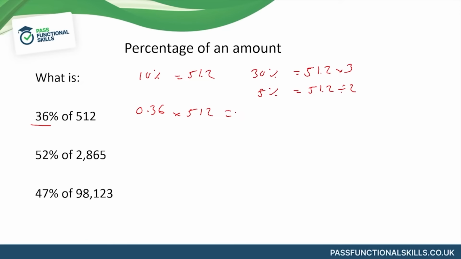I should actually work out what the answer is, but to be honest, I'm sure you can type things into your calculator. 0.36 times 512. It's not going to be pretty. We get 184.32.